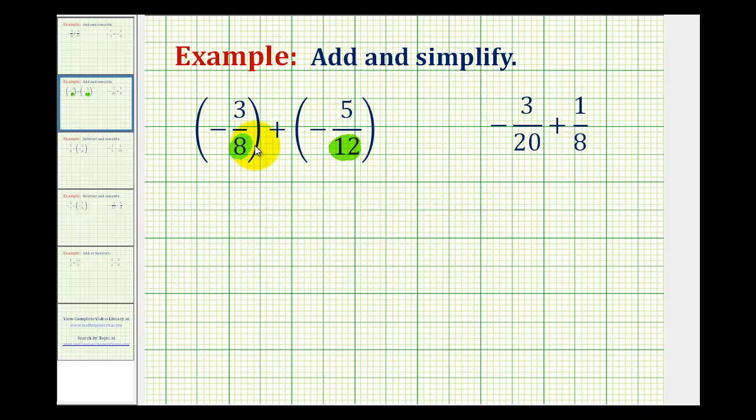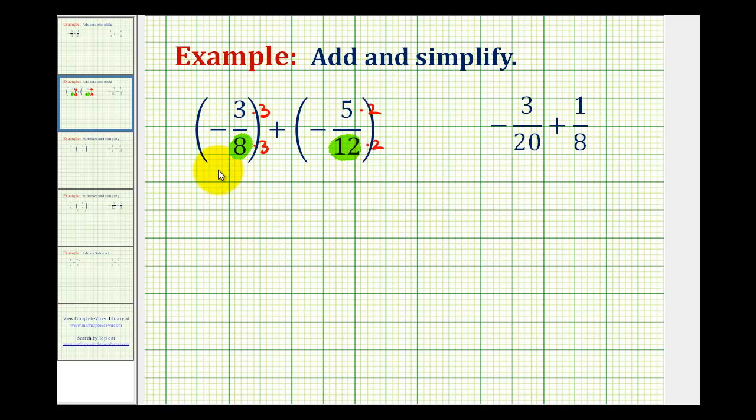We would then multiply this fraction by 3 over 3 and multiply this fraction by 2 over 2. But I also want to show how you can determine the least common denominator using the prime factorization of the denominators. So let's rewrite these fractions, rewriting the original denominators in prime factored form. And we're also going to move these negative signs up into the numerator.